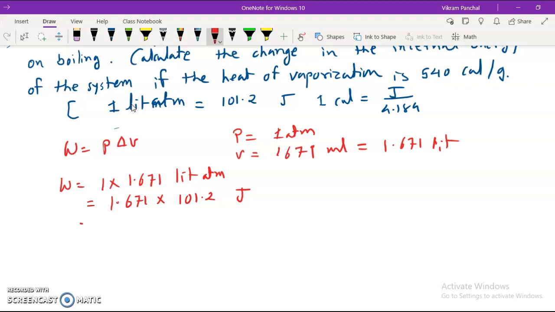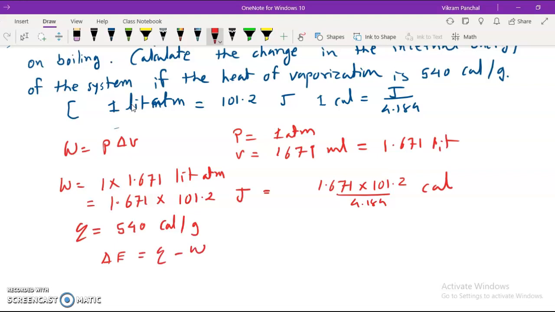Okay. Next is Q. Q is given, 540 calorie per gram. Now, this joule can be converted into calorie. So 1.671 into 101.2 upon 4.184, this will become calorie. So delta E is equal to Q minus W. So Q is 540 and W is 1.671 into 101.2 upon 4.184. The answer will be in calorie. So this way you can find out the final answer by yourself.